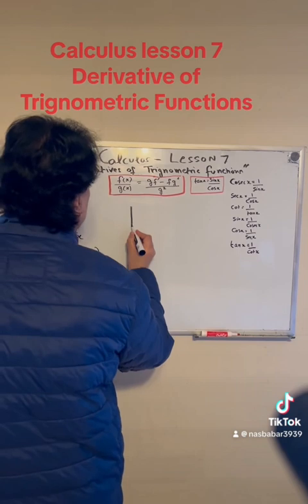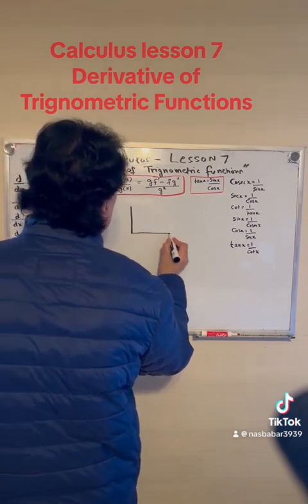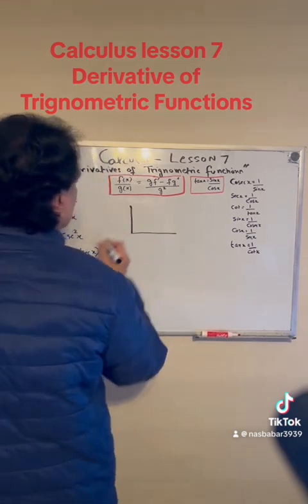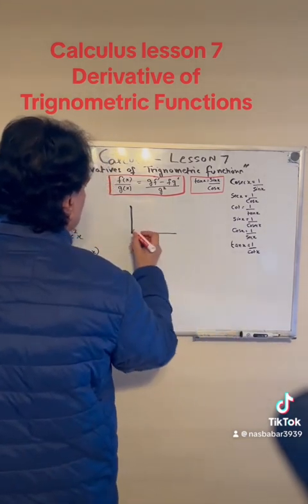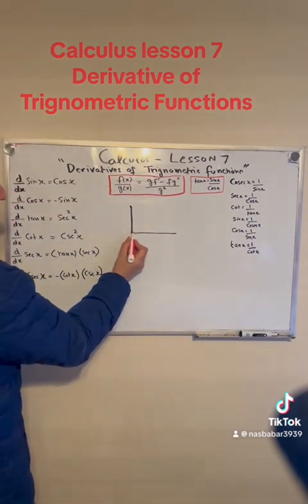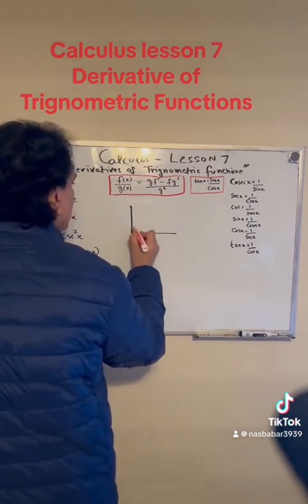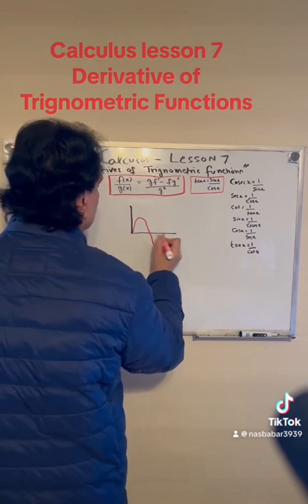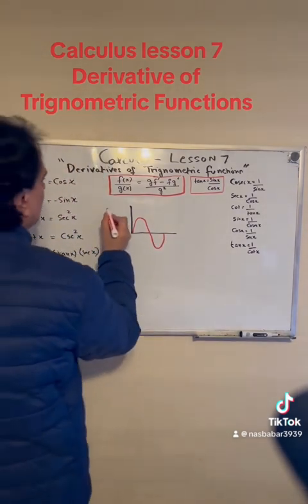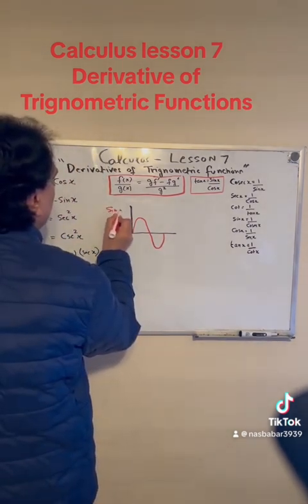How does a sine wave look like? Everybody has seen a sine wave, right? So a sine wave always starts from 0, goes up like this, and then goes like this. So this is basically sine of x.